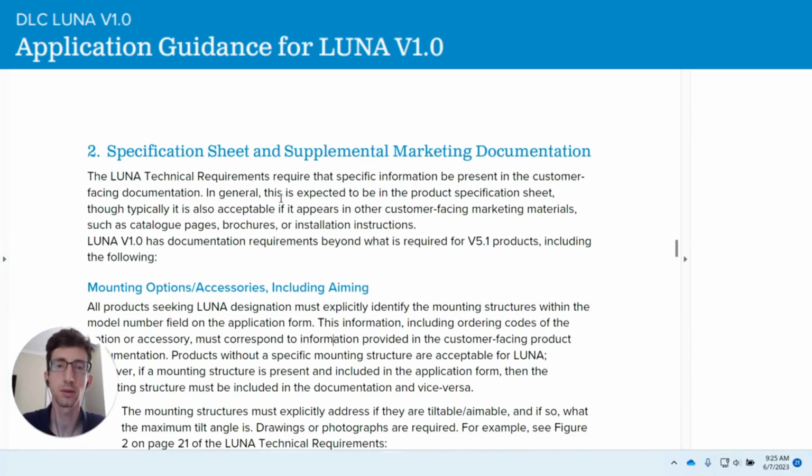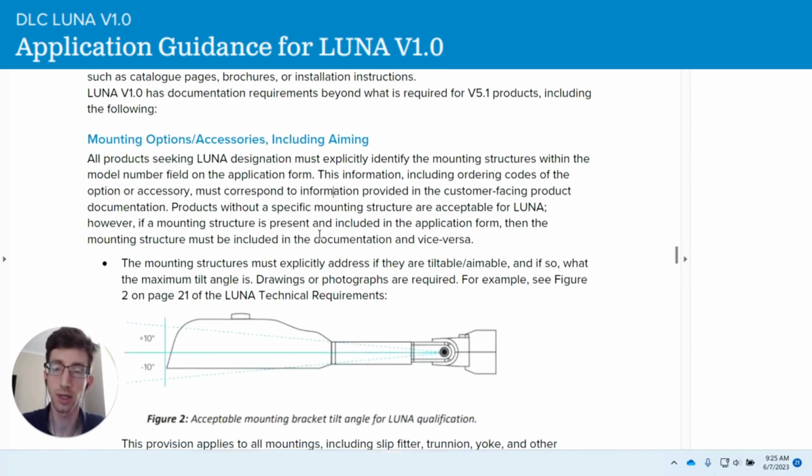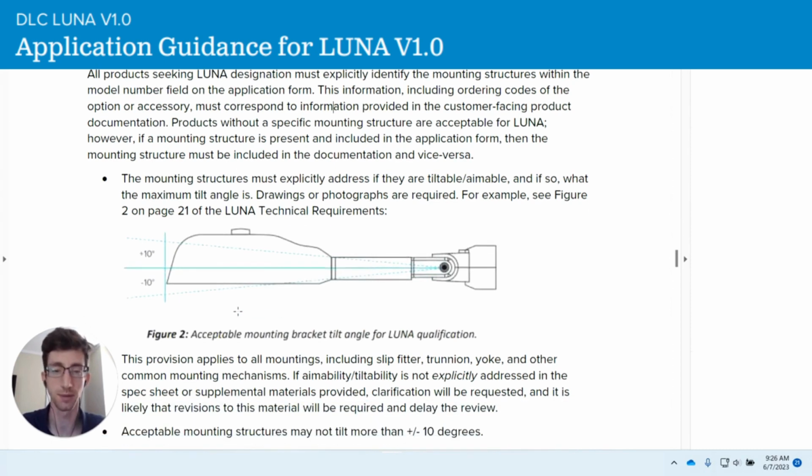A number of the Luna technical requirements are evaluated based on the submitted specification sheet or supplemental marketing materials such as catalog pages, brochures, or installation instructions. One of those items is the amount of tilt if present in your product. Per the Luna technical requirements, products can only tilt a maximum of plus or minus 10 degrees. And that is evaluated based on the specification sheet or marketing or other supplemental materials, having a graphic or image that shows specifically the amount that the product can tilt or be aimed.